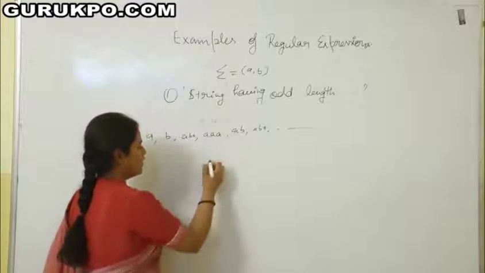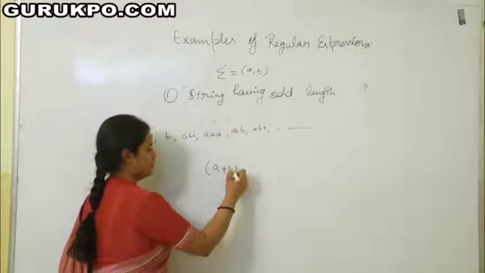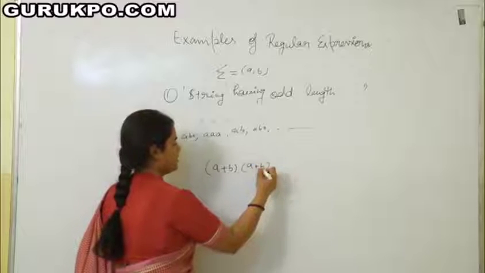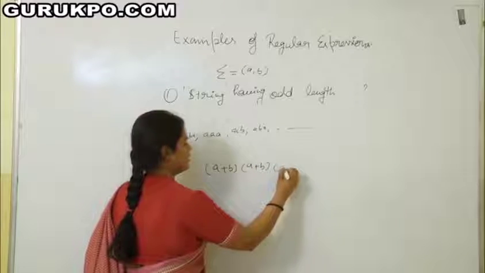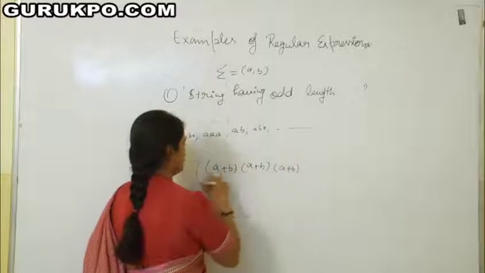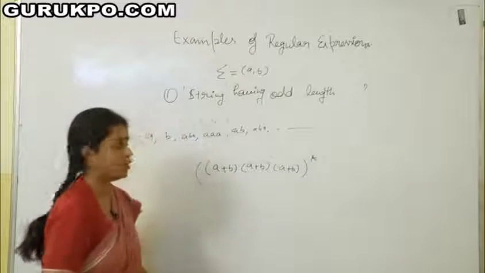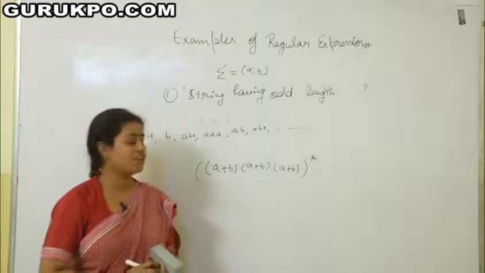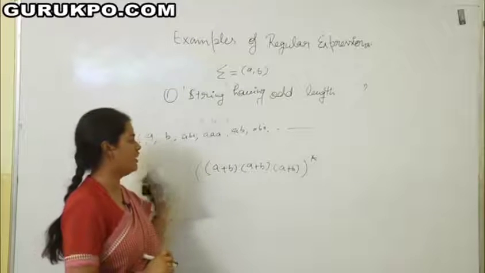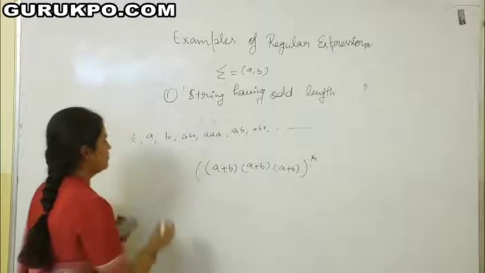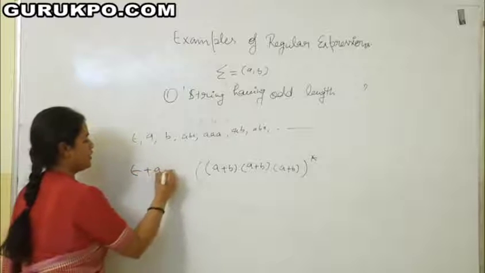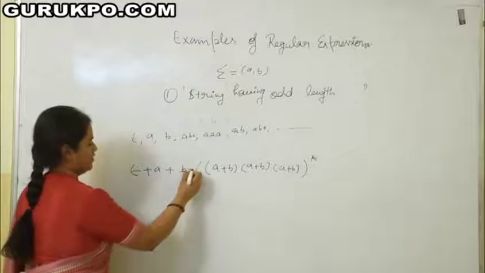For odd, we have a regular expression like this, and we can make a star here. Now, this expression will generate all the odd strings. But we also need to add plus a plus b.